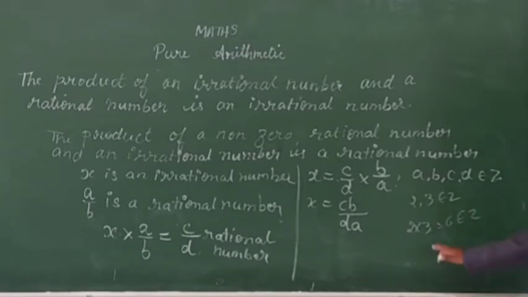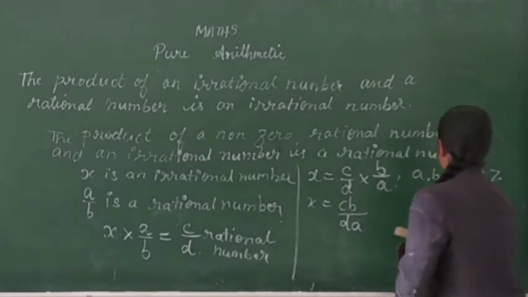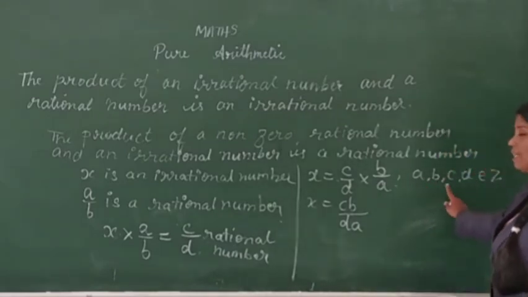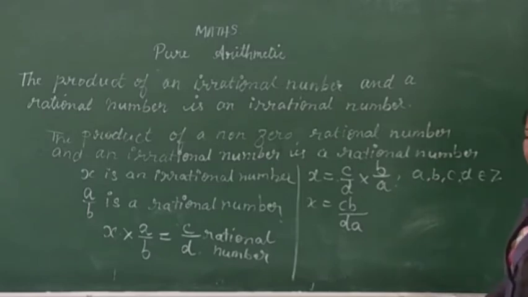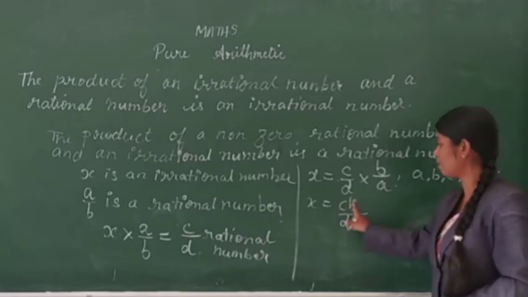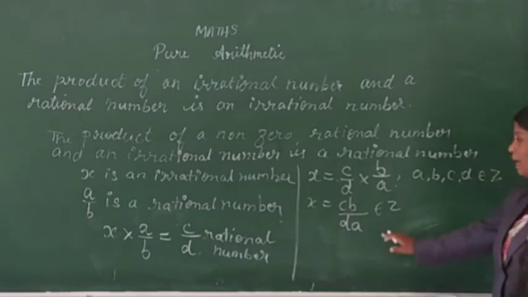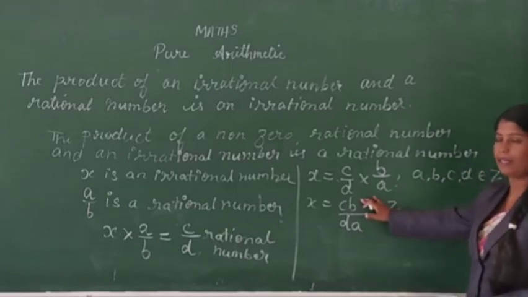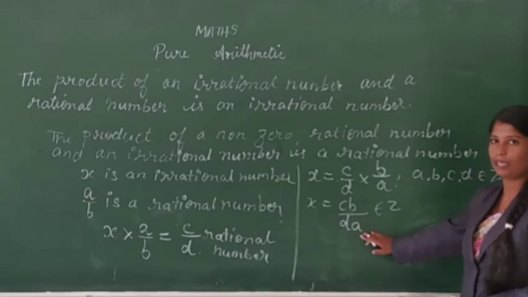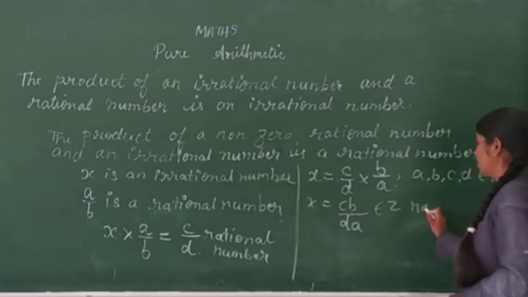Integers. Right? So this we have studied in the previous class. Let me use it here to prove. We have taken A, B, C, D belongs to the set of integers. So when we have multiplied these numbers, then C, D and B, A, that also belongs to integers. Then just imagine an integer in the numerator and an integer in the denominator. So if any integer is in the form of A by B, then we call that a rational number.